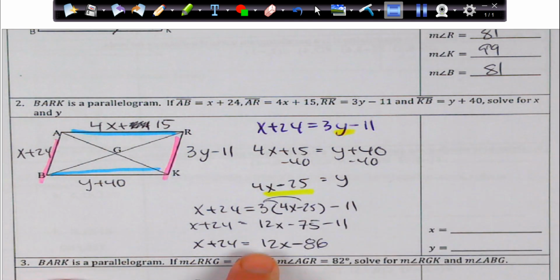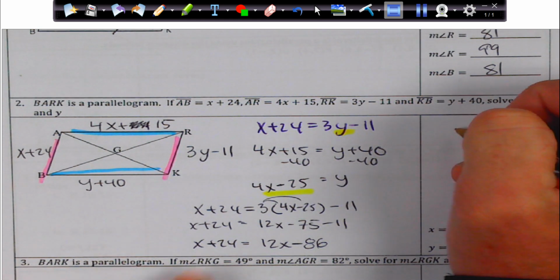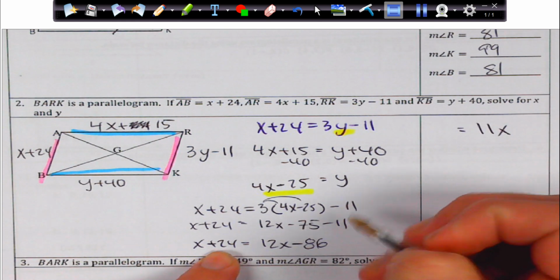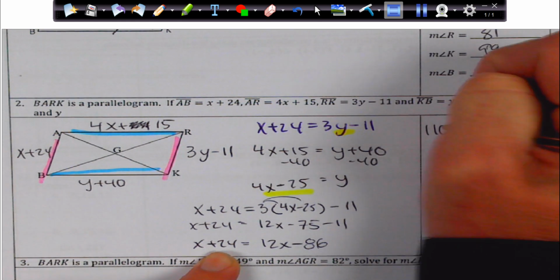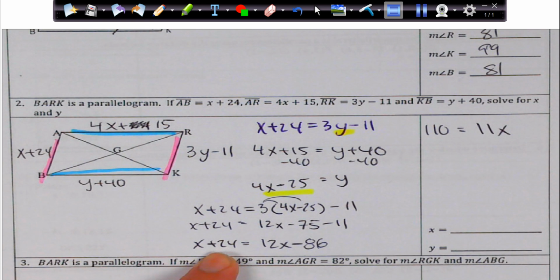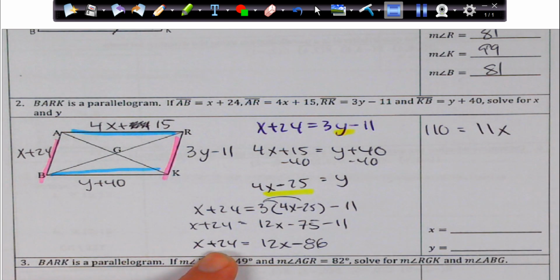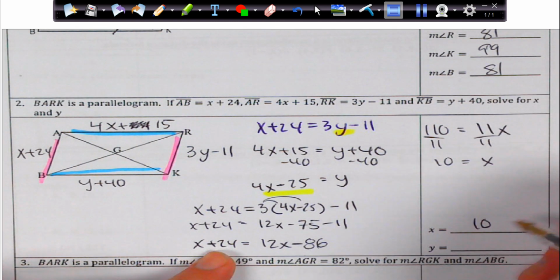All right, and I have more x's over here, so I'm going to subtract the x this way and add the 86 this way. If I do that, I end up with 11x on this side. And if I add 86 to 24, I'm going to get 110. And if I divide 110 by 11, I should get 10. So x equals 10. And then I have to plug it back in.